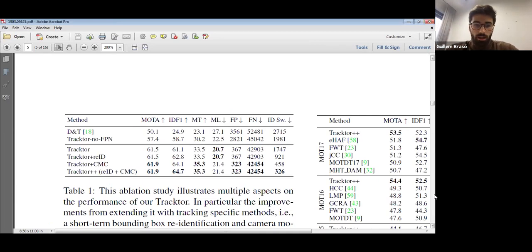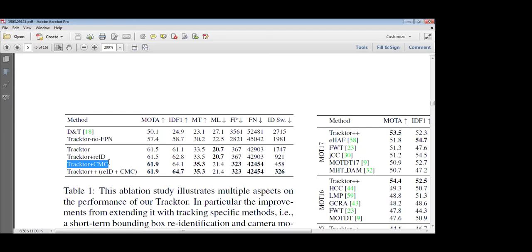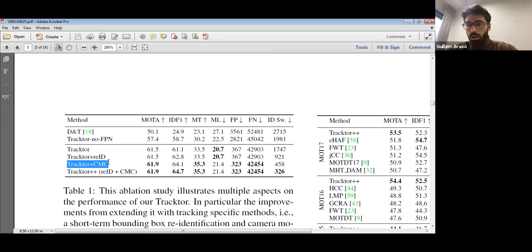So here, this CMC is just camera motion compensation. What they do is estimate this motion, and then according to this motion, they put the box in the right place, in order to have a better estimate. So this is one issue: dealing with large camera motion.